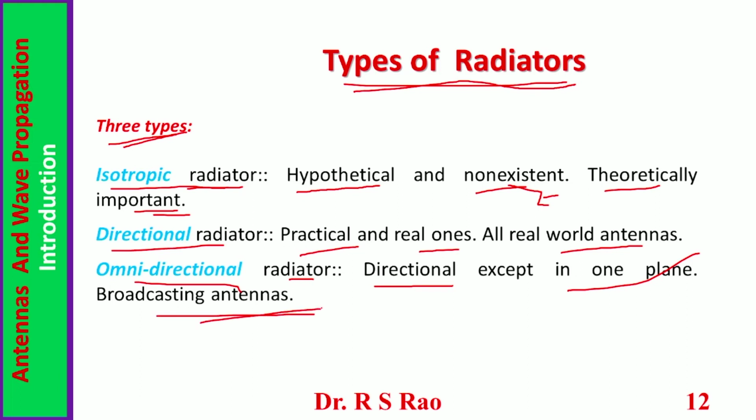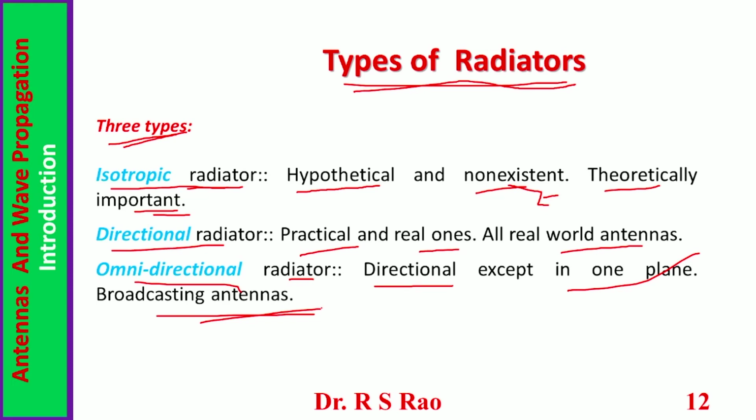So what is an isotropic radiator? In brief, imagine a spherical solid radiator like the sun. The sun radiates more or less equally in all directions. Similarly, if a radiator sends out radiation equally in all directions, then it is called an isotropic radiator.